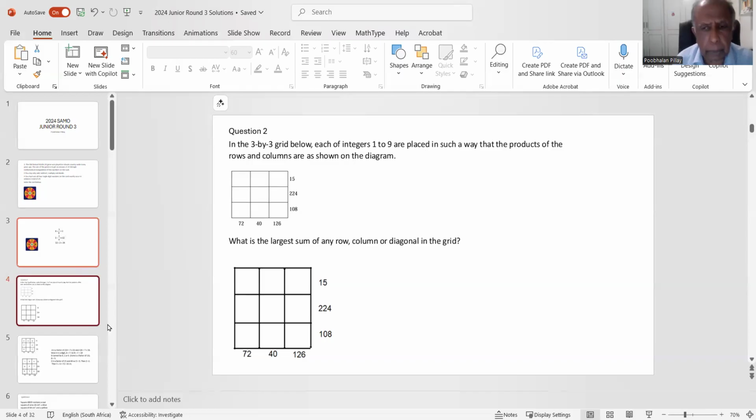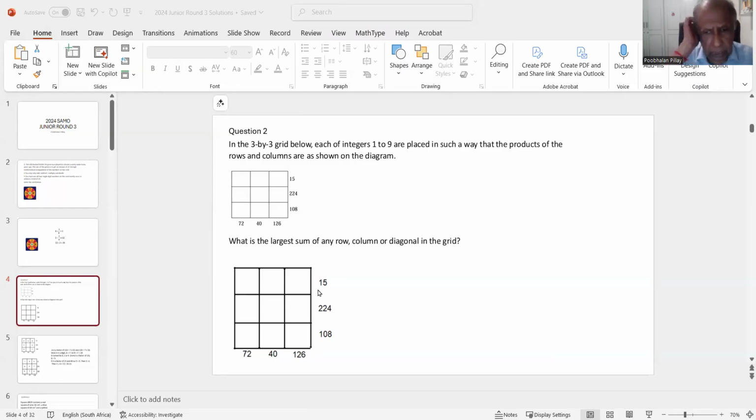Now one important thing is to notice, suppose I take a number like this. This number is a factor of 224 because when you multiply this and two others, you get to this. So this number is a factor of 224, and it's also a factor of 126. So you are looking for a common factor of 224 and 126 to slot in here.